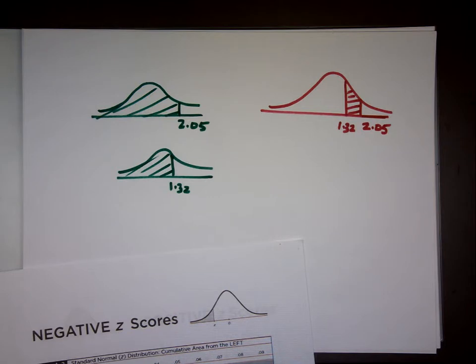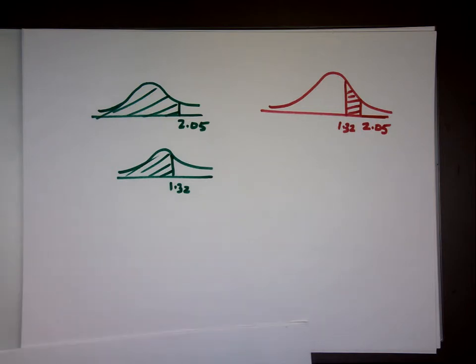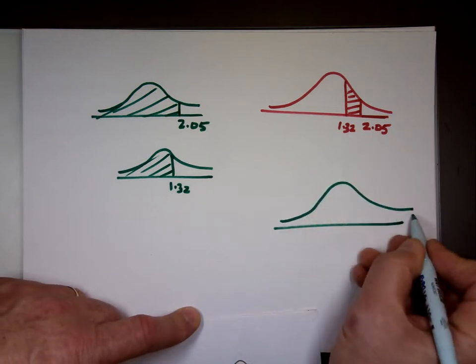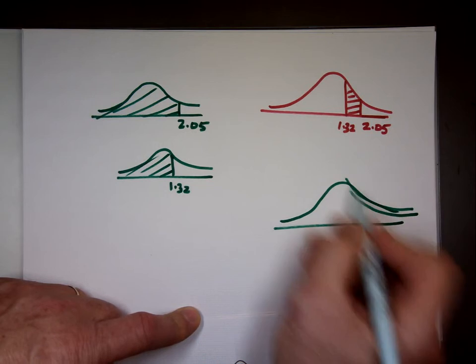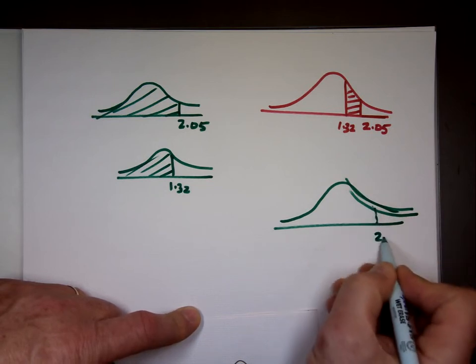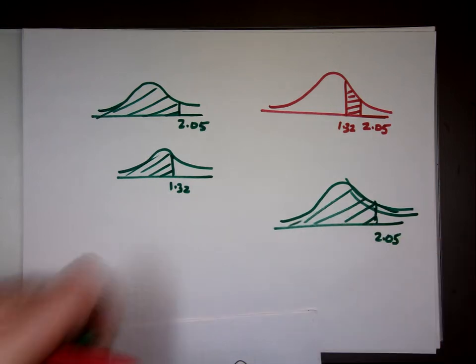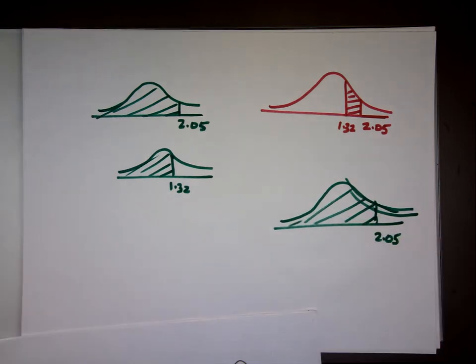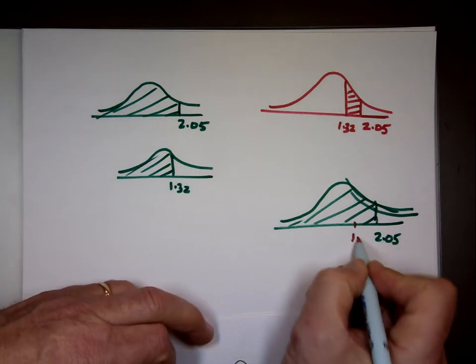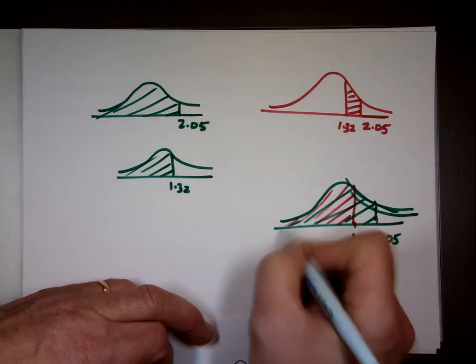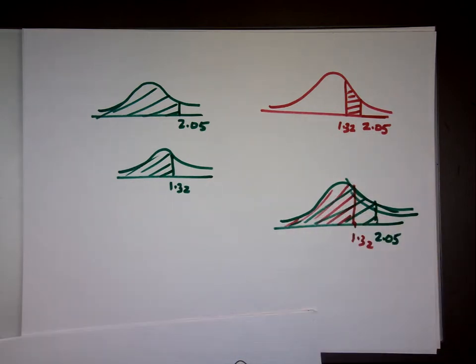Good answer, Jenny. Because if you look at them in one picture, it's hard to see, so look at two pictures. Here's the 1.32. Let's say 2.05 right here. We're talking about this area, the green one, right? And the 1.32 is this area, the red one. If you take the green minus the red, don't you get the area you're looking for? So that's how you find what's in between.